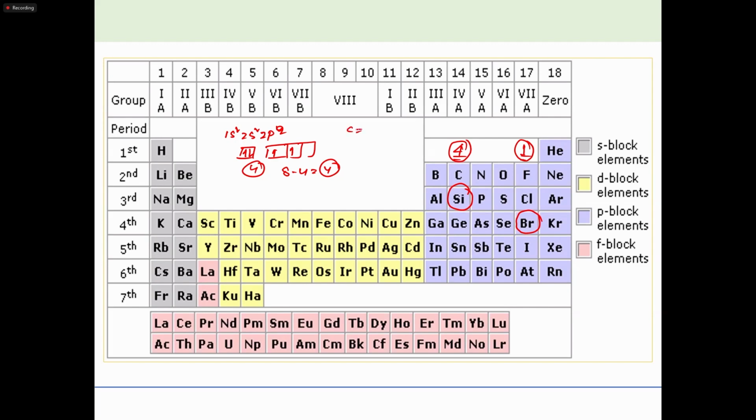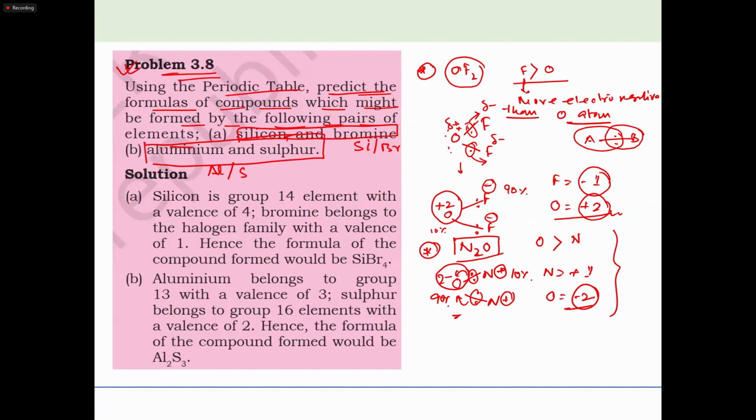So here the silicon will have valency 4, and this bromine will have valency 1. When you know the valency, here again I am writing. Silicon has valency 4, bromine has valency 1. Now you are going to make a compound with this silicon and bromine. So what will be the compound? You just write here the silicon and this bromine.